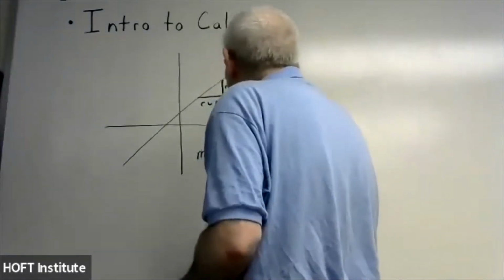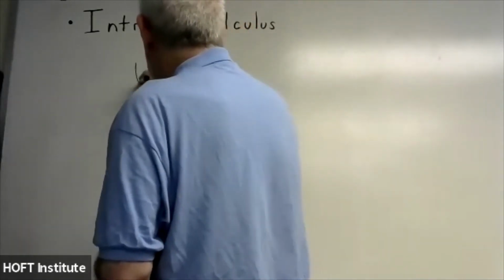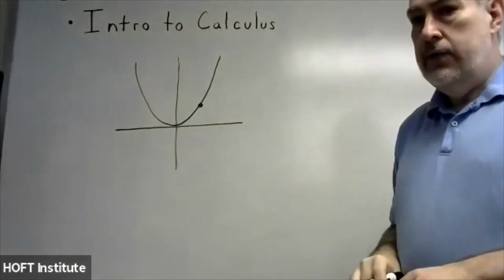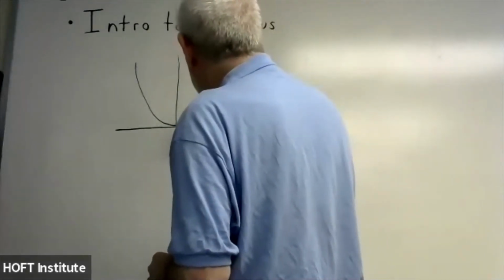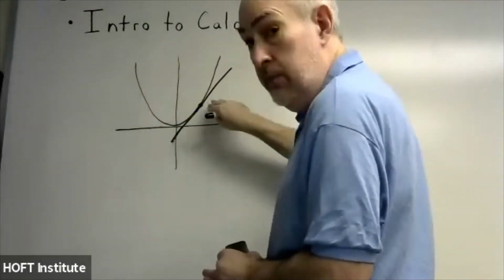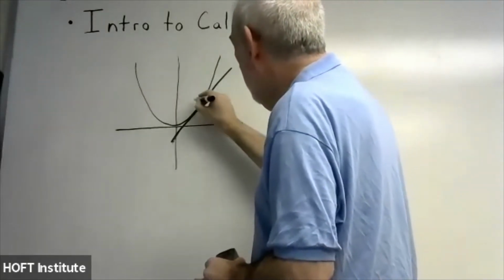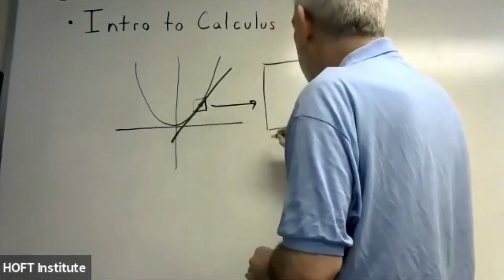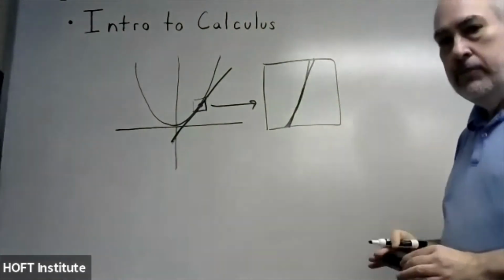Well, that's easy. But what if we don't have a straight line? What if we have a curve, like maybe a parabola? And I want to know, what is the slope of the line at that point? Now, to be more specific, I mean the slope of the tangent line. The tangent line is going to be a line that sort of touches it at one point, like that, and is heading in the same direction that the curve is heading, really, really close to that point. In other words, if you zoomed in really close at that point, it would look like the two curves were practically on top of each other, okay?